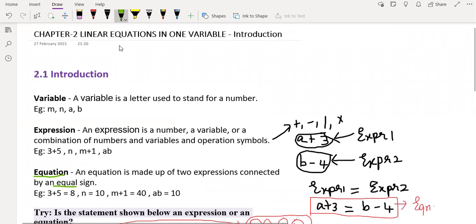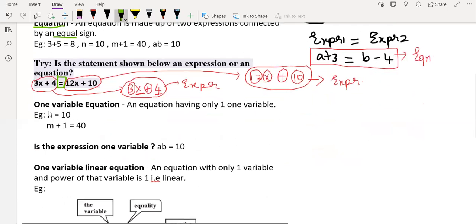Right? So in this topic, linear equations in one variable, we have understood what an equation is. Now let us proceed. What does "in one variable" mean? A one variable equation means an equation having only one variable. First we understood that an equation is nothing but two expressions separated by an equal to sign. In that equation, we have only one variable.